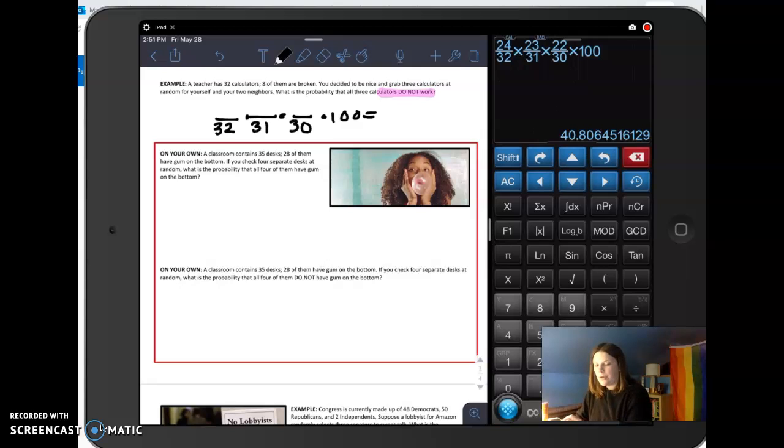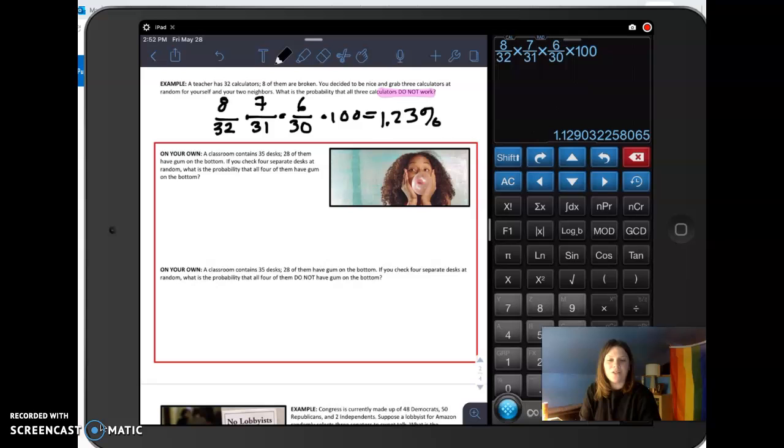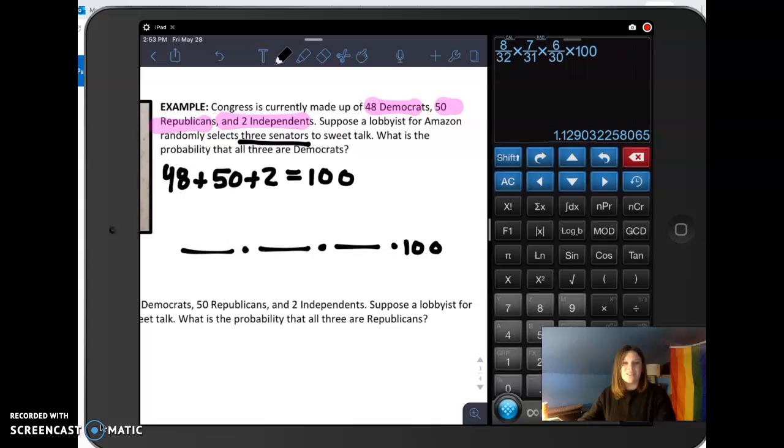And 8 of them are broken, so we switched it up. We're no longer looking for working calculators. We're looking for the broken ones. All right, hold on just a second. All right, so there you have it. There is our answer. Go ahead and try that on your own and then come back and we'll do another example together.